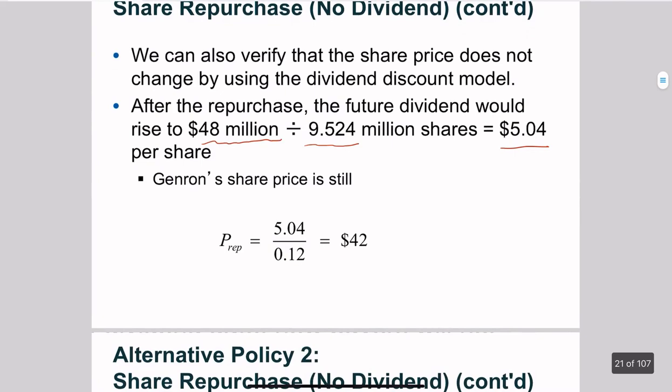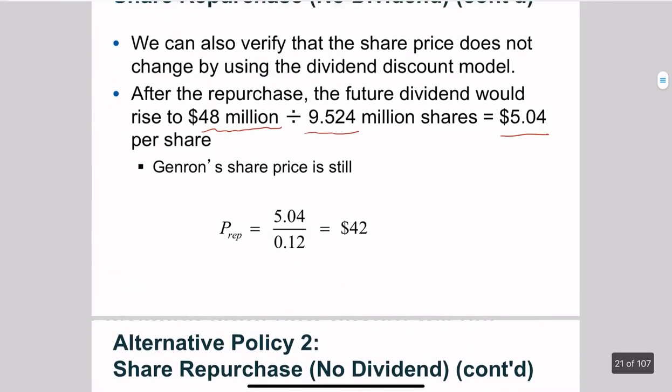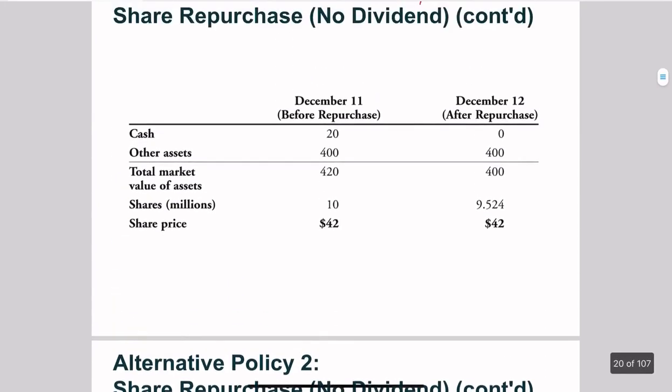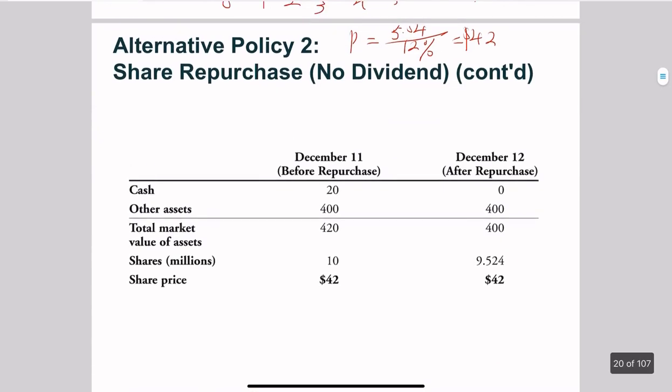So here you can see that the lecture note exactly gives you this calculation. And we could also use this market value balance sheet to verify that the share price would be $42, right? So let's see. In the beginning, the firm had $20 million of cash. And we know that the firm's share price was $42 and the firm has 10 million shares. So the total market value of the firm would be 420.